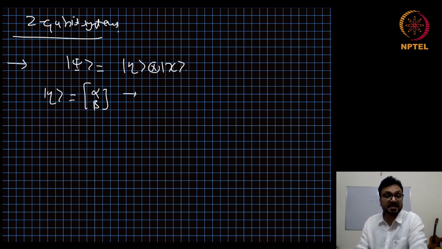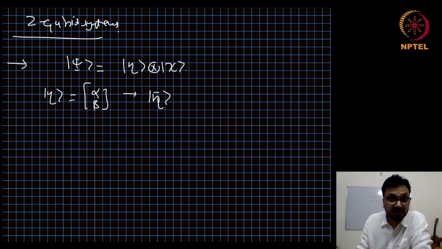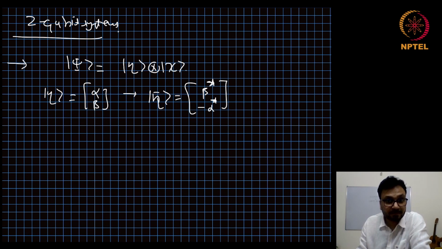And from here, there is a unique, up to overall phase, state eta bar, which is orthogonal to eta, and that we can write as beta star, minus alpha star, or minus beta star, alpha star. So you can check that eta bar and eta are orthogonal to each other, and all the orthogonal states you can find orthogonal to eta will be related to eta bar by an overall phase. That's all.